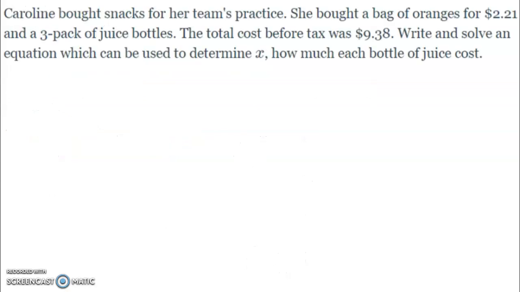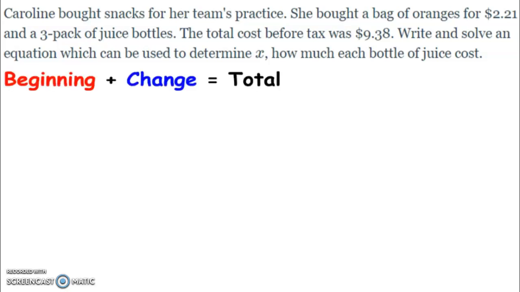Okay, Caroline bought snacks for her team's practice. She bought a bag of oranges for $2.21 and a 3-pack of juice bottles. The total cost before tax was $9.38. Write and solve an equation which can be used to determine x, how much each bottle of juice costs. Okay, so we're going to go through here and break it down. We're going to find the beginning, the change, and the total.